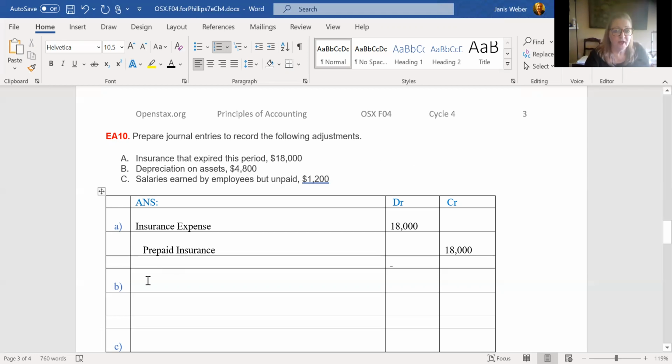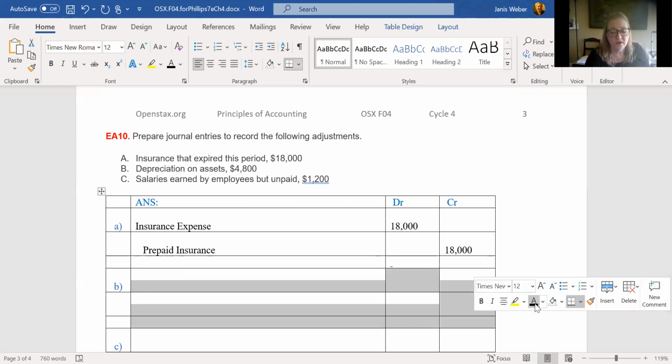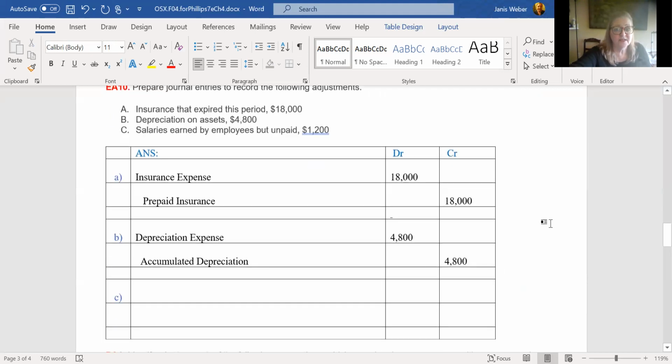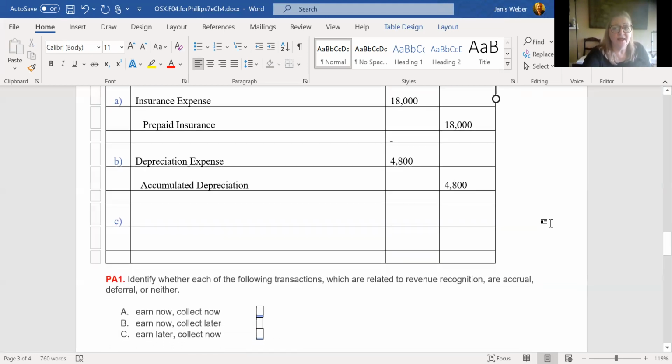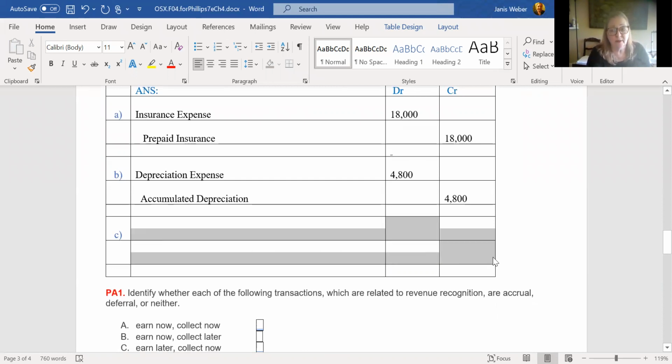Now then depreciation on assets, easy money entry. All you do for depreciation expense is just debit the expense, credit accumulated depreciation. They give you the amount. Then salaries earned by employees but unpaid, $1,200. That's also a very easy entry, debiting the expense, crediting the payable.